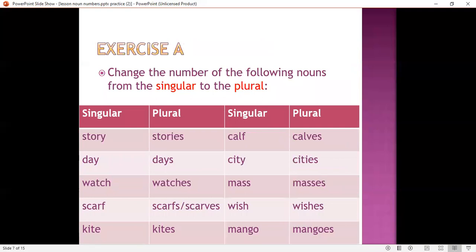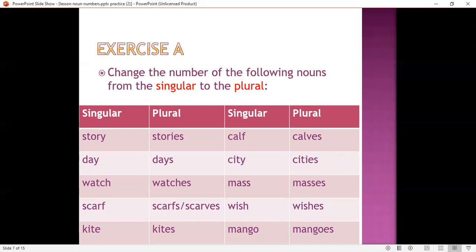I hope you all have been able to revise all the rules very well. So now come to exercise A, that is change the number of the following nouns from the singular to the plurals. We have to change these given singular nouns into plurals.